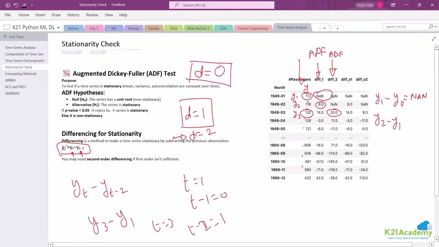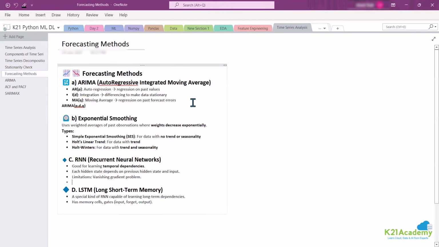So in order to make the data stationary, and to check the stationarity and find the differencing value, we will be using this differencing method. Now, where do we use this differencing value? We use it in different forecasting models, in order to forecast the future values.